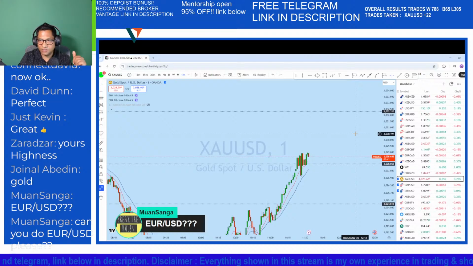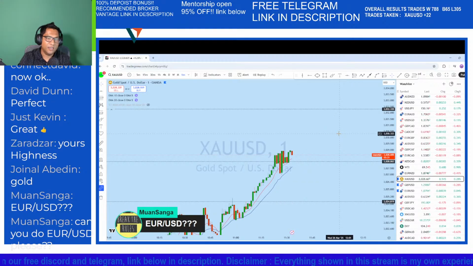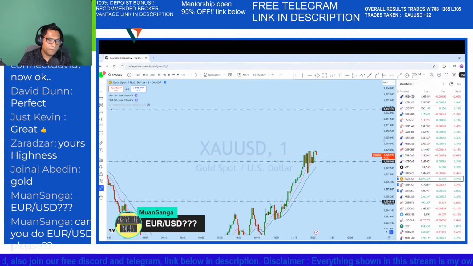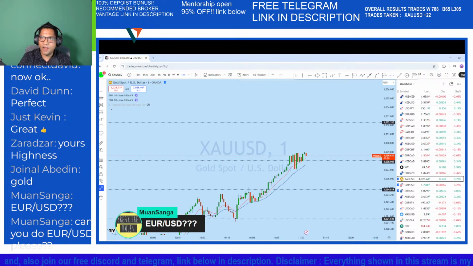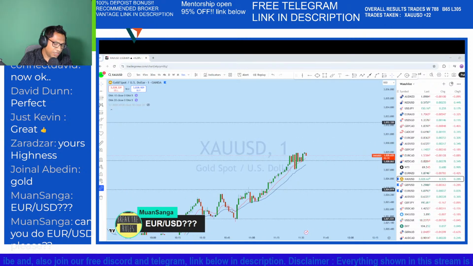There are 3 secrets in the market: structure, liquidity, and price action, and all of our strategies are based on these 3 secrets. If you know these 3 secrets, you start to see the market in a completely different way, removing all the noise that you can see in the market. Guys, keep in mind that there are 3.